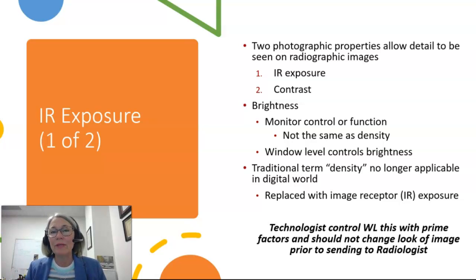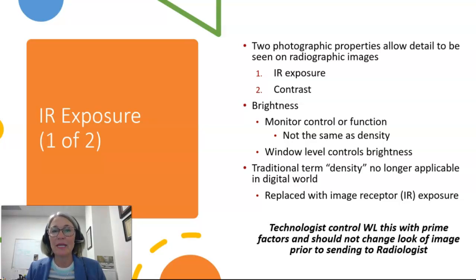So we've talked about this in the past, and we've talked about how brightness, old school, we used to talk about film, we used to talk about brightness, density. All these words are now out of date. You'll hear us old techs say it once in a while. We'll talk about the brightness of the image. But actually, brightness now in the digital world is a monitor function. So it's something that is changeable, okay, unlike film. We weren't able to change it. So brightness now, we shouldn't be using it. We should be using IR exposure, okay?